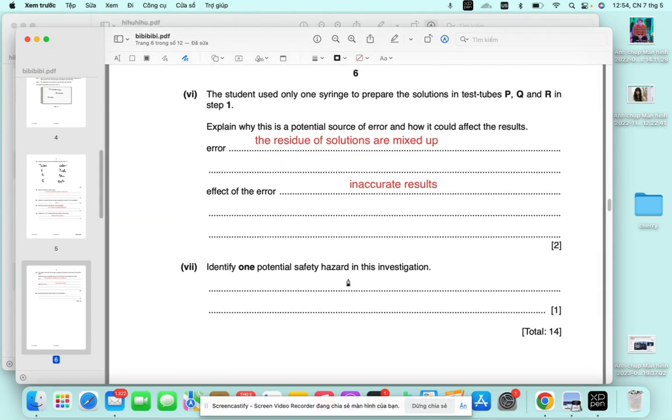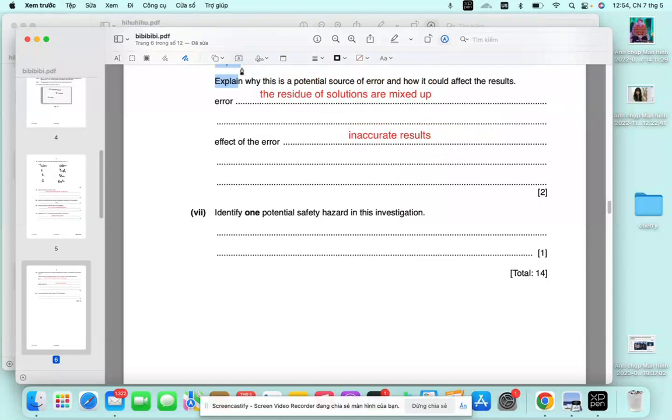One potential safety hazard in this investigation: we have to wear gloves or else the solution might spill on our hands. Wear gloves to prevent spillage.